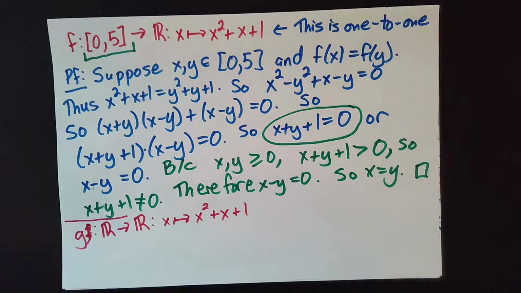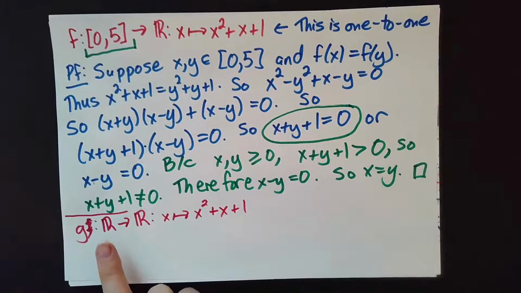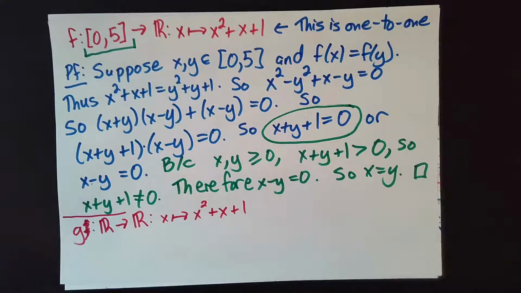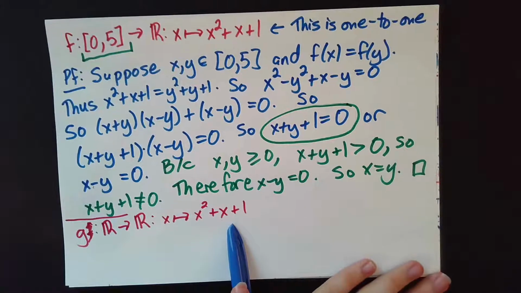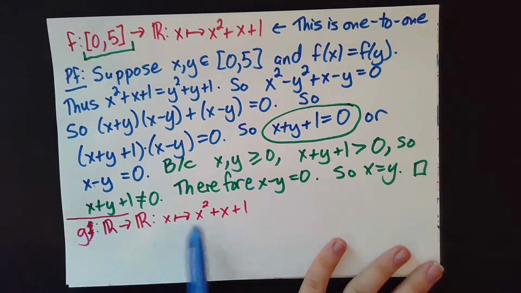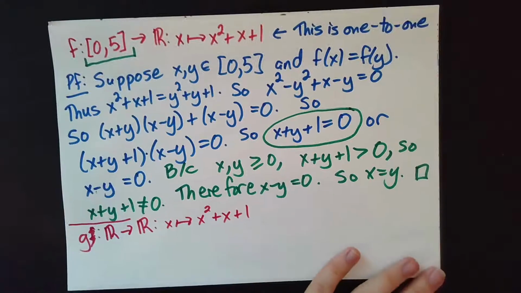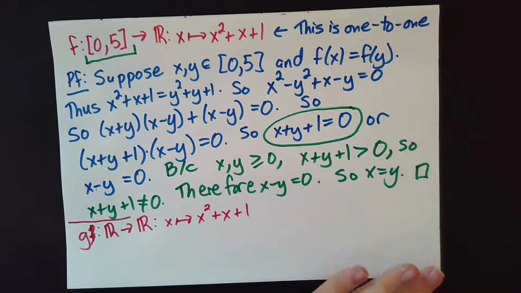Okay, so how about this? Well, I probably have a pretty good idea that this is not going to be one-to-one. Because, again, this is going to be shaped like a parabola. And now the domain is all of R. But what I want to point out here is that the work we just did actually tells us exactly what all of the pairs of x and y where g of x equals g of y look like. Namely, all of them have to come from this x plus y plus 1 equals 0 business.